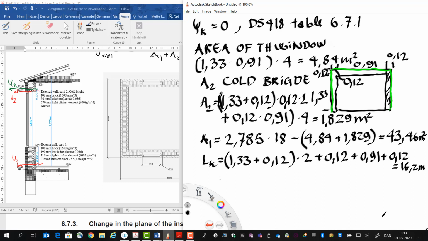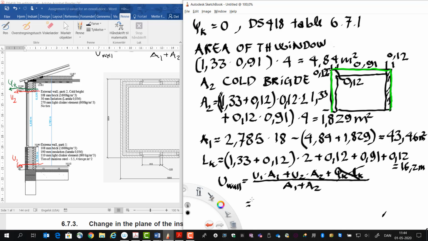And now we have all the different figures, so we can fill out the formula. I'll write the formula again. We have U wall here, the final U value for the wall, that would be U1 times A1 plus U2 times A2 plus psi k, line loss times the length, divided by the total area A1 plus A2. This goes out, of course, because this is 0, so I don't need to put it into the formula.